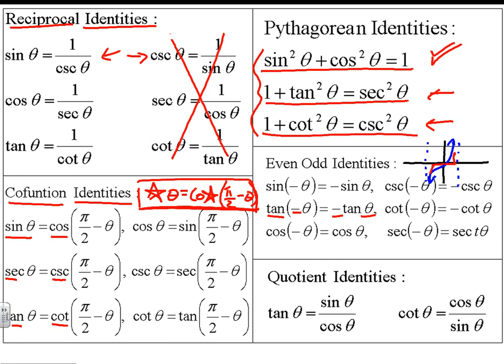And you say, oh, why not just pull the negative out? Well, let's take a look at the cosine graph. The cosine graph, get rid of this.